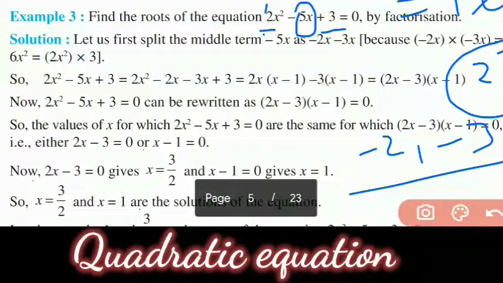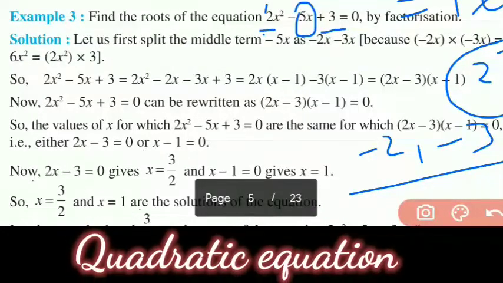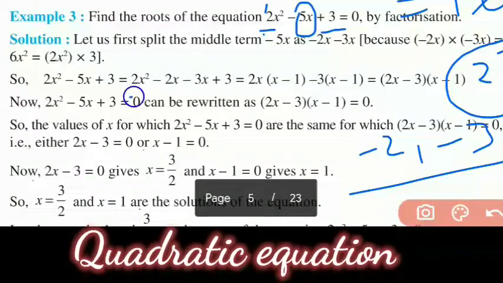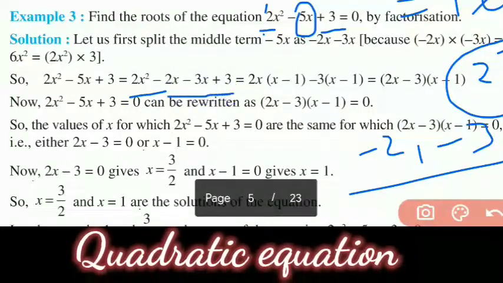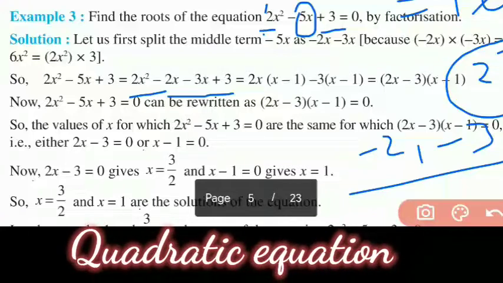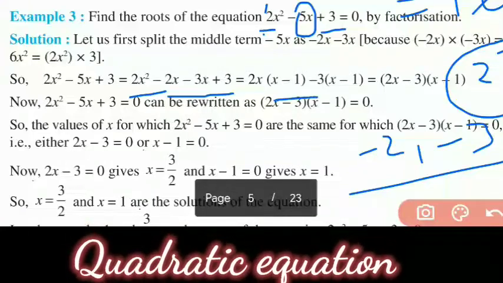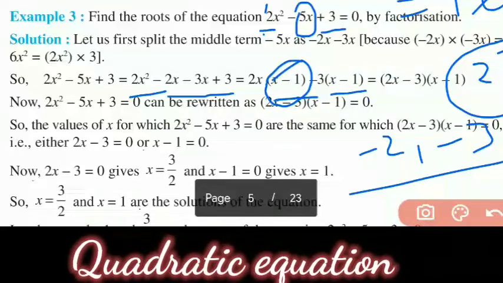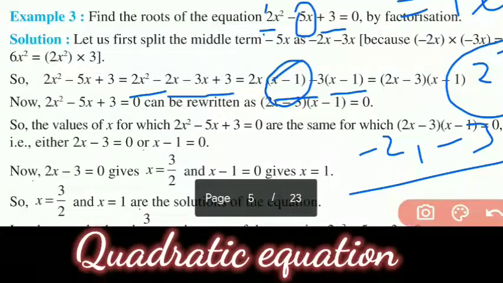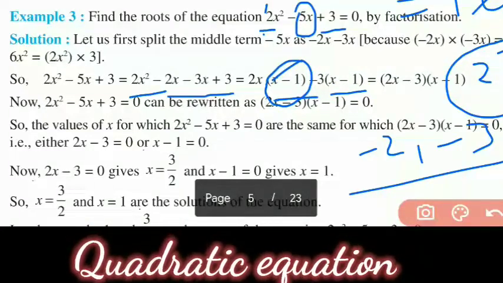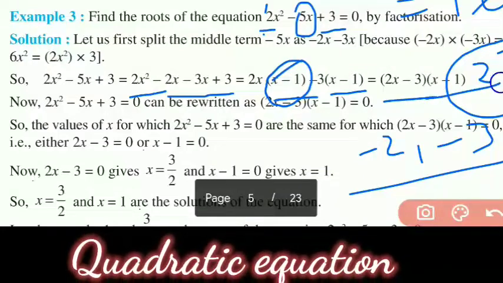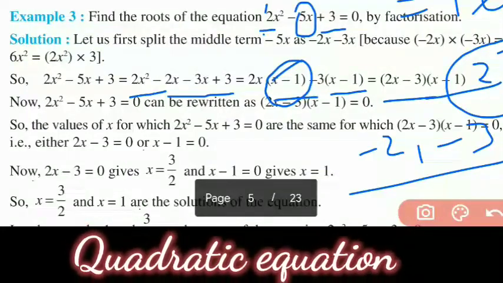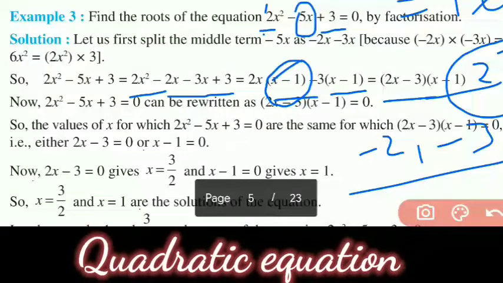So we have written 2x square minus 5x plus 3 is equal to 2x square minus 2x minus 3x plus 3. Now take 2x common, x minus 1, and whatever comes in the first bracket, the same will come in the second bracket, minus 3, x minus 1. Now the factors are 2x minus 3 and x minus 1. These are the factors of this equation.